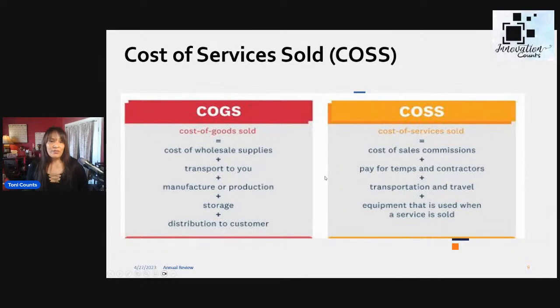But what if you don't have inventory? You're still going to have costs associated with sales that you do for your business. That is going to be considered cost of services sold or cost of sales. That would look like commissions that you pay to your salespeople to sell your service. Or maybe you host an event, and the cost of that event or the travel that you paid to get to that event, those expenses would be considered cost of sales if you generated sales from that event.